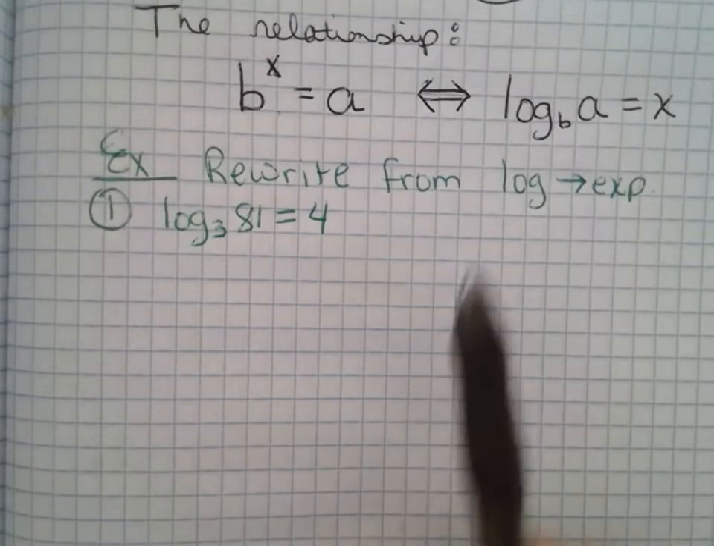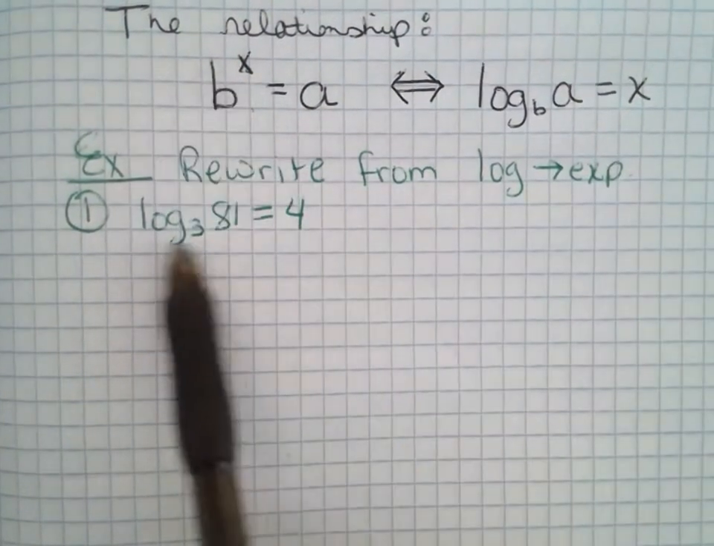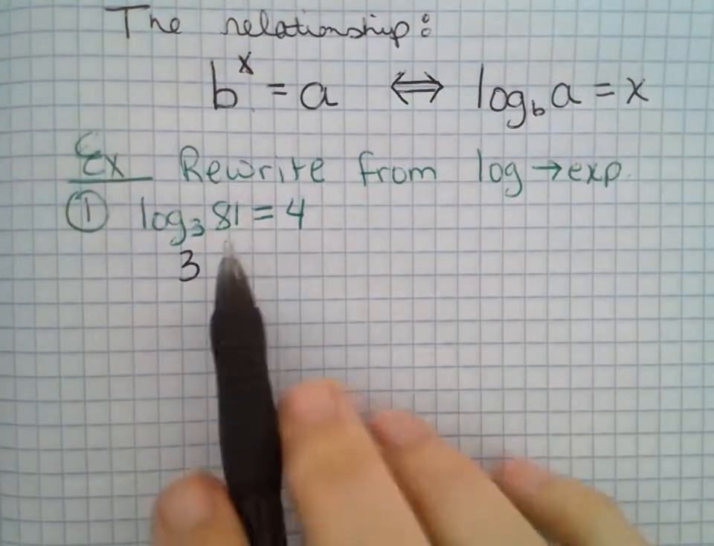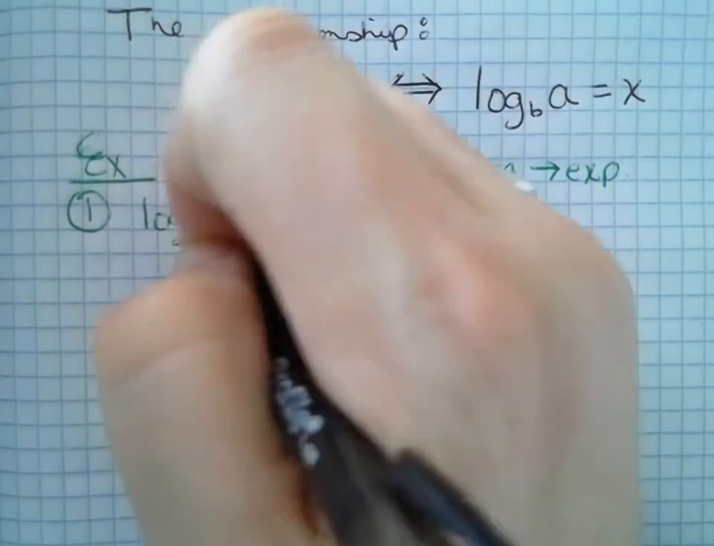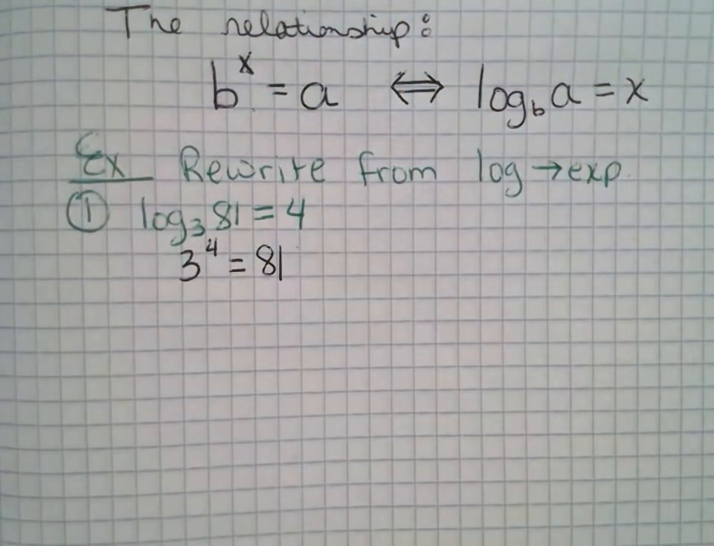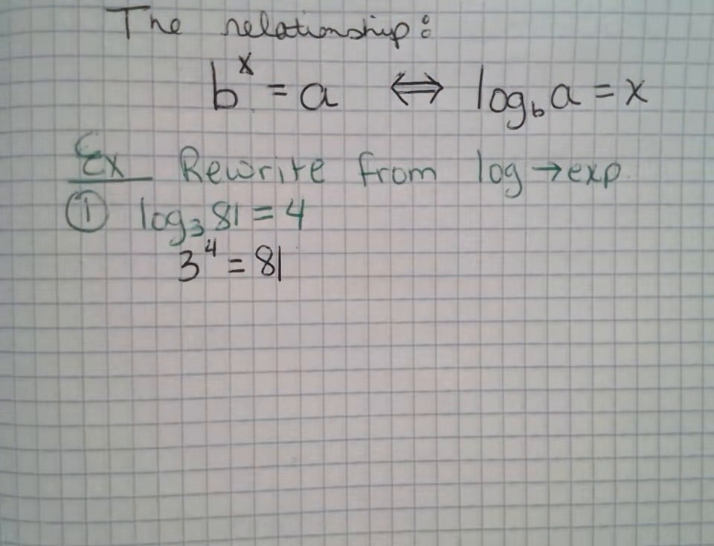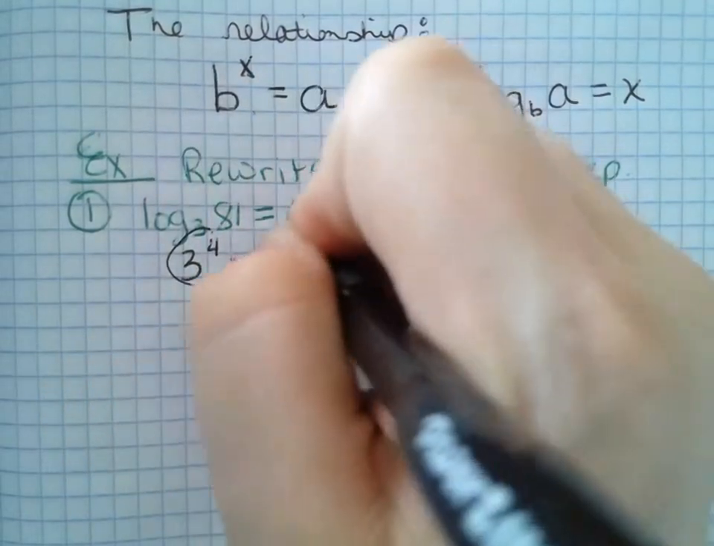Well, if I'm rewriting this back into an exponential function, what would my base be here? 3. And then what would be my exponent? 4. So 3 to the 4th power would equal 81. Is that true? 3 times 3. And then 3 times 3 again. 9. And what's 9 times 9? 81. 3 squared squared is 81. Okay? So, it is true.